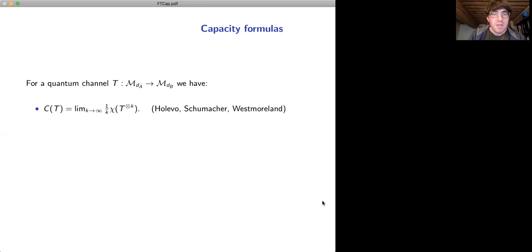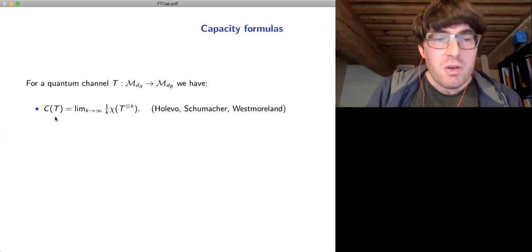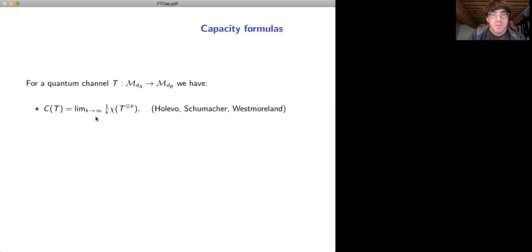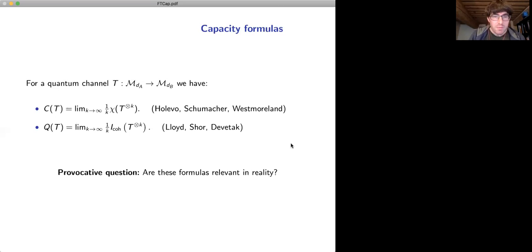So for instance, the classical capacity can be expressed as a regularized Holevo-Chi quantity, and the quantum capacity can be expressed as a regularized coherent information. And it's not so important for the talk what these quantities are. They're entropic quantities, but just keep in mind that there are these formulas. Now, the motivating question for my talk is a bit provocative. So it's whether these formulas, are they actually relevant in reality?